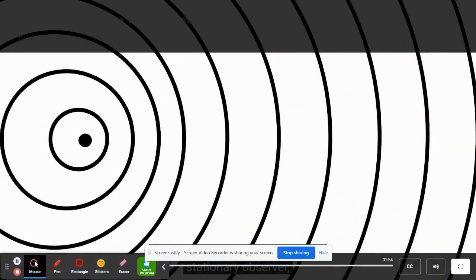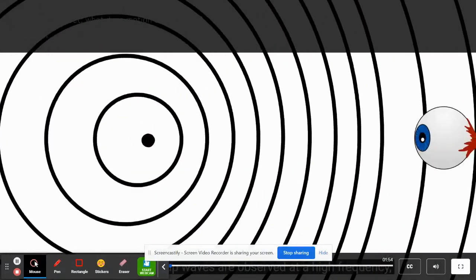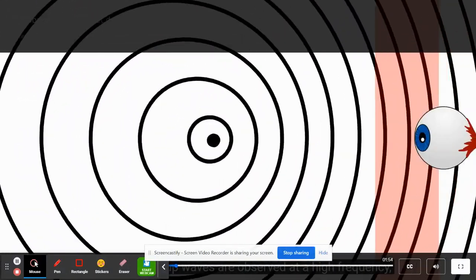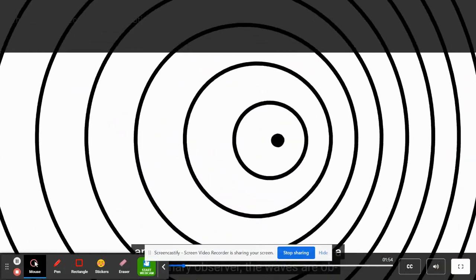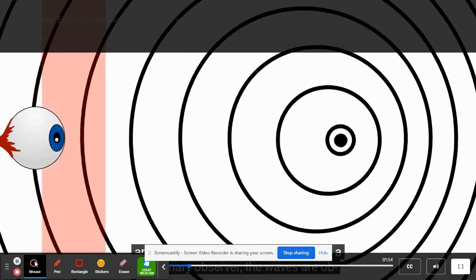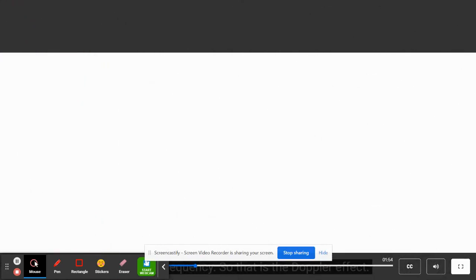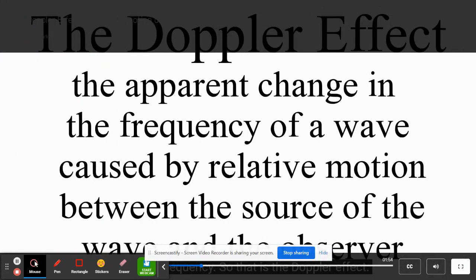If our object is moving towards a stationary observer, these bunched up waves are observed at a higher frequency, and if the object is moving away from a stationary observer, the waves are observed at a lower frequency. So that is the Doppler effect, the apparent change in the frequency of a wave caused by relative motion between the source of the wave and the observer. It makes sense, but it gets interesting when you consider some of its applications.